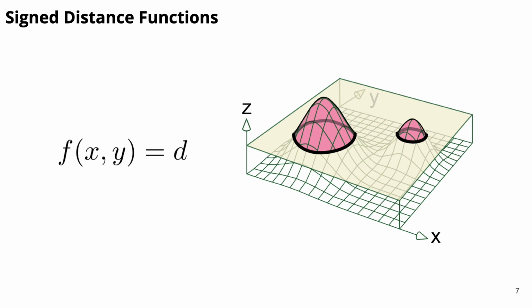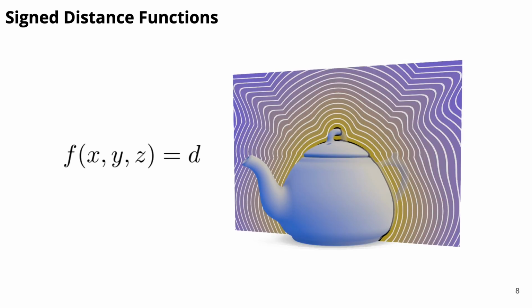Signed distance functions encode the distance to the nearest zero level set, which is where the function equals 0. In 2 dimensions, for example, the height of this function encodes the distance to the contour where the height is 0. In 3 dimensions, the signed distance function similarly encodes the distance to the nearest surface.